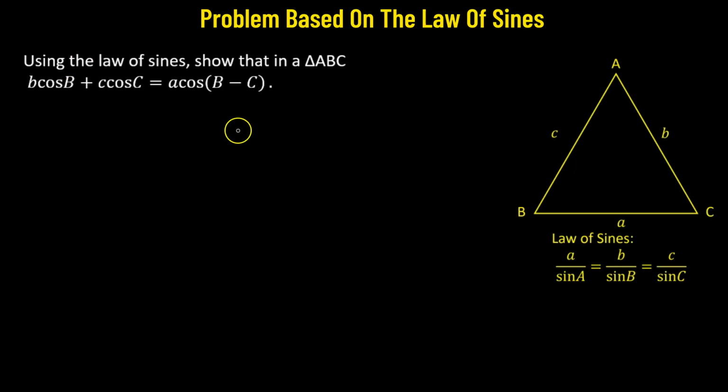Using the law of sines, we need to show that in a triangle ABC, b times cosine B plus c times cosine C equals a times cosine of (B minus C). Let us begin. First, we'll specify the law of sines.